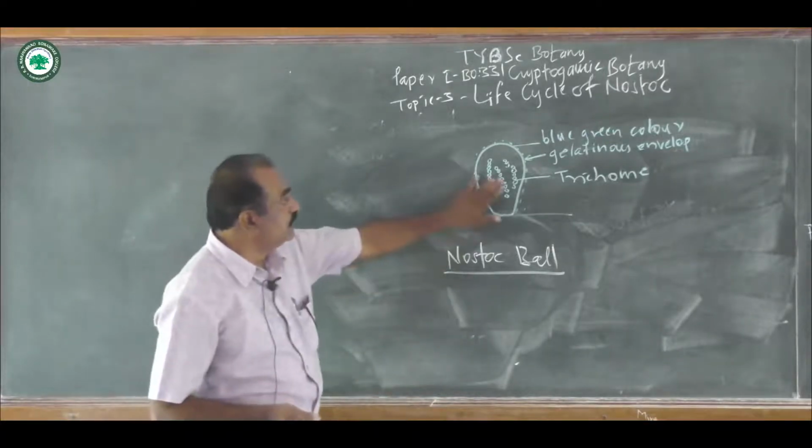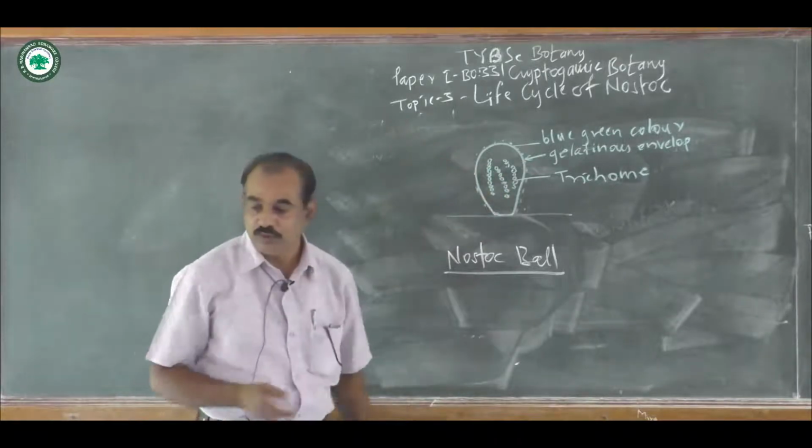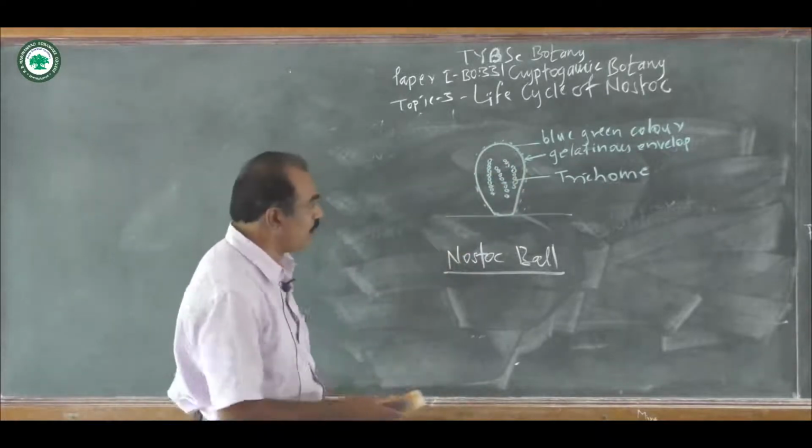And inside this, there are thousands of trichomes or filaments. So this is the Nostoc ball, in which there are the filaments which are called trichomes. So we are going to study the trichome.